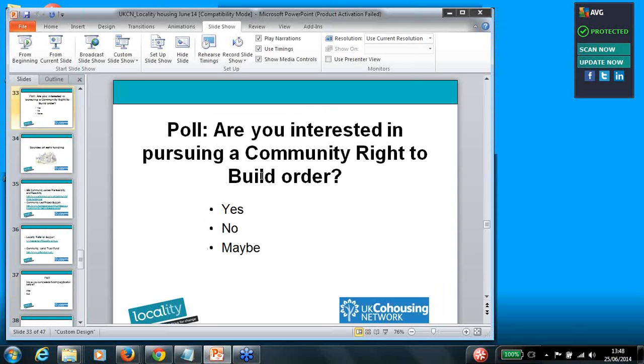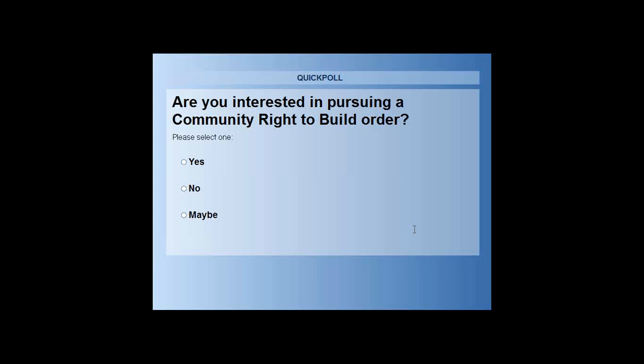So I'd like to ask you, do you think that your organisation might be interested in pursuing a community right to build order? Luke's going to do this, I think, as a poll. So here is your chance to vote. Hopefully you will be able to see that coming up on the screen shortly. Speak to me, Luke. Tell me that's happening.